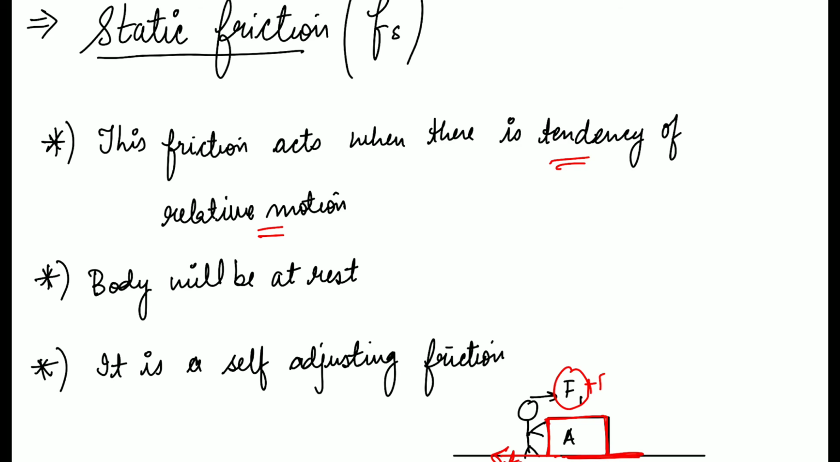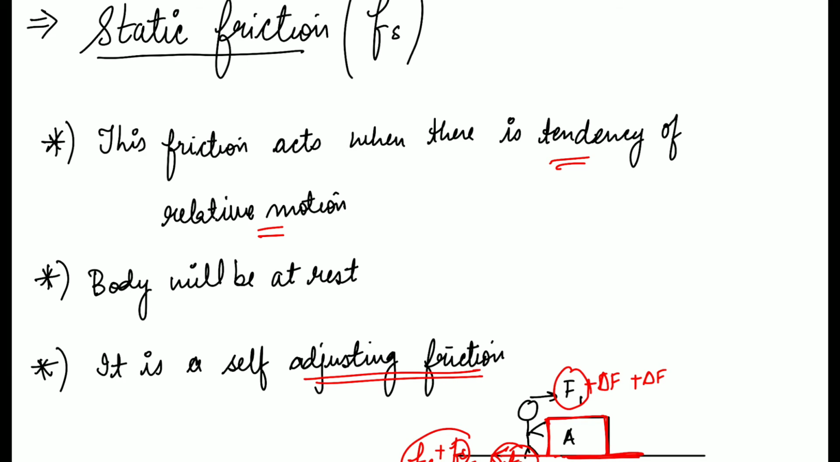Let's say you have increased your force by some delta F. Even after increasing the force, the almirah is still not moving. That means this friction has increased its value; it is adjusting itself. Again you increase the force, and again the almirah is not moving. That means the frictional force has adjusted itself again. I hope you can understand. So we call it a self-adjusting frictional force.